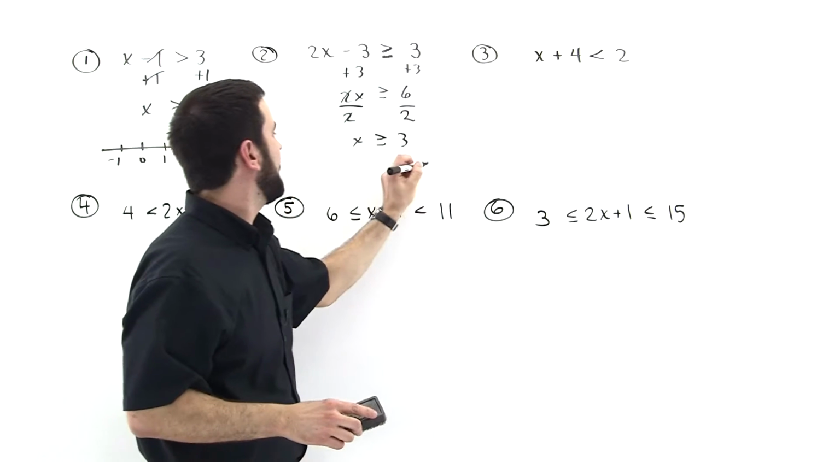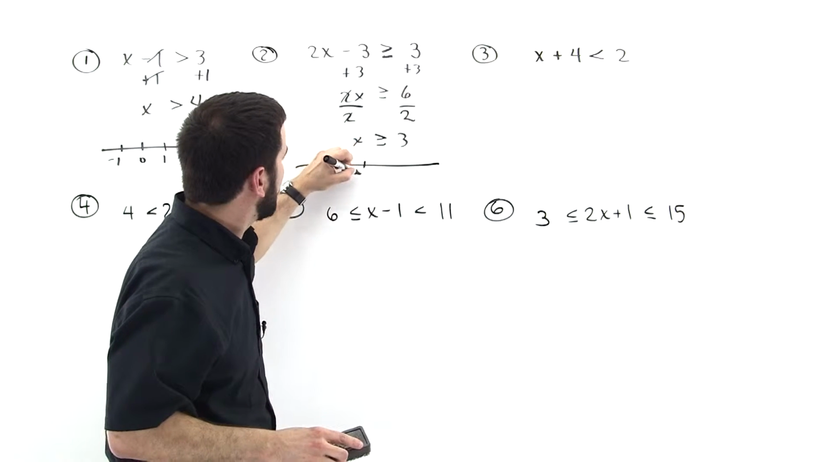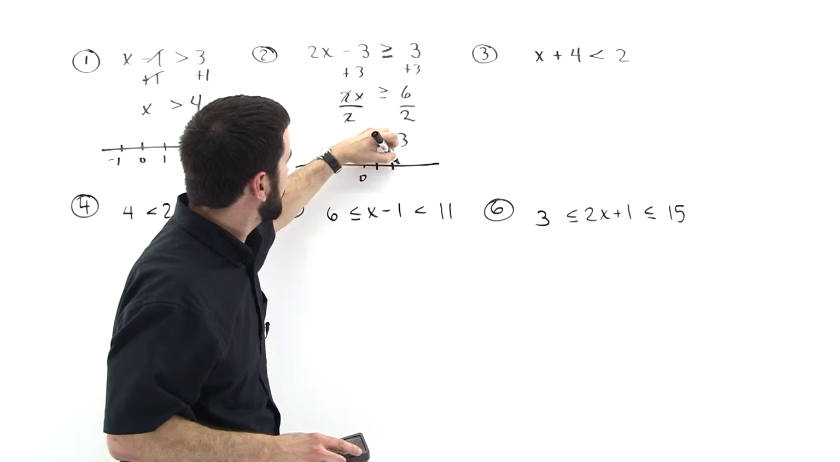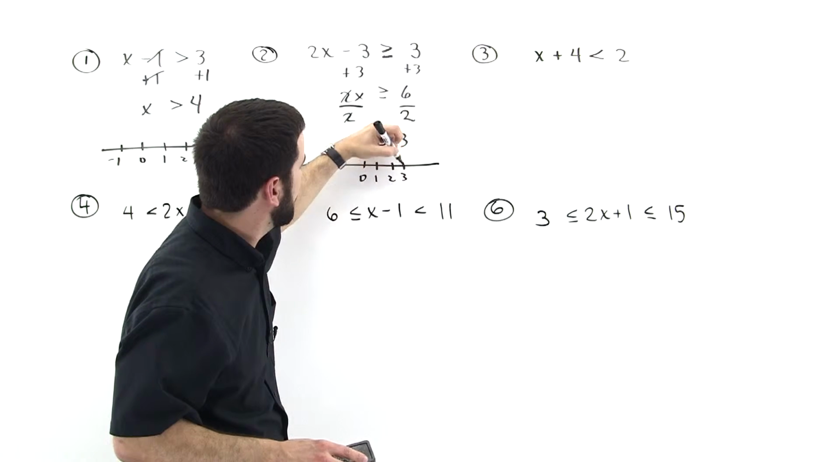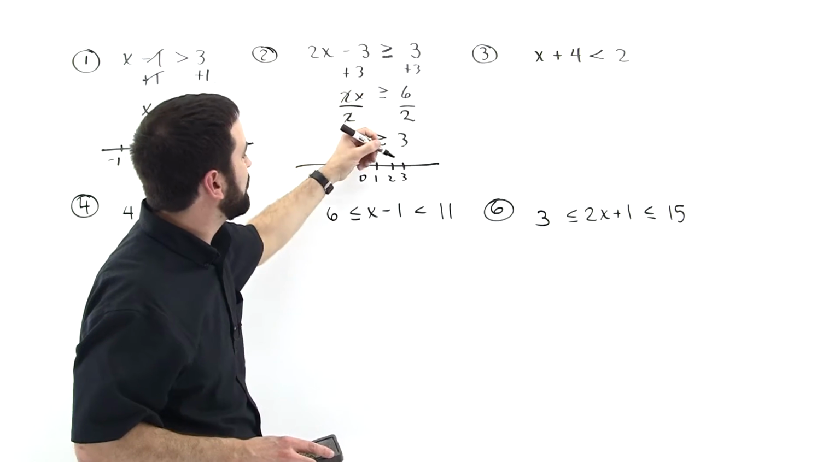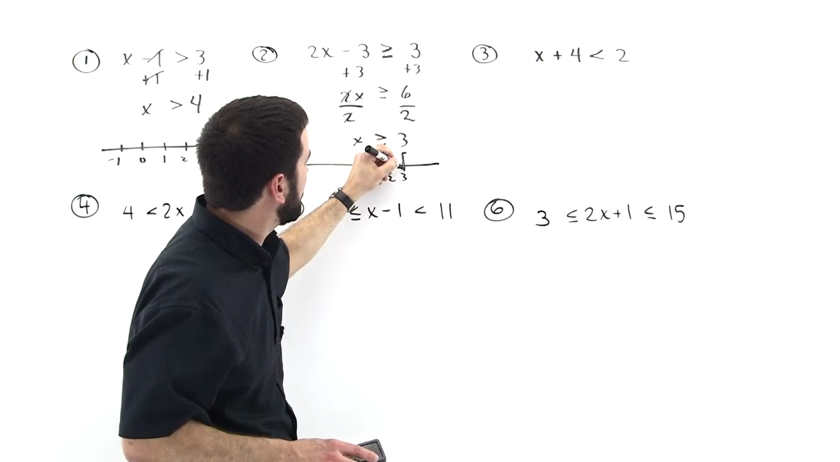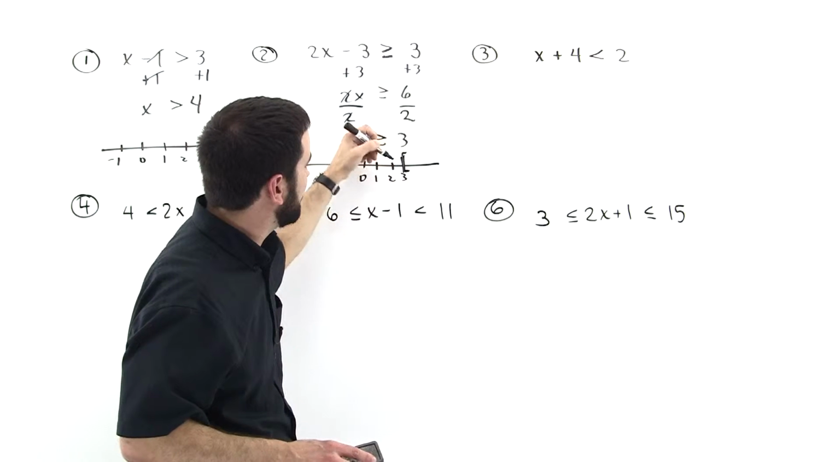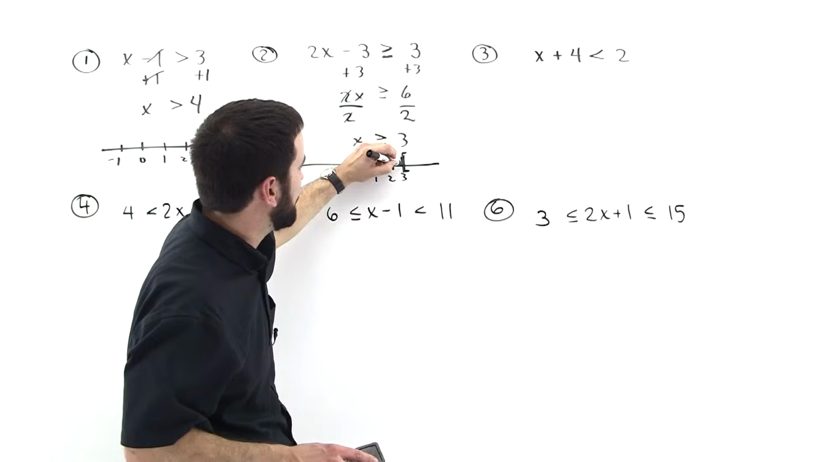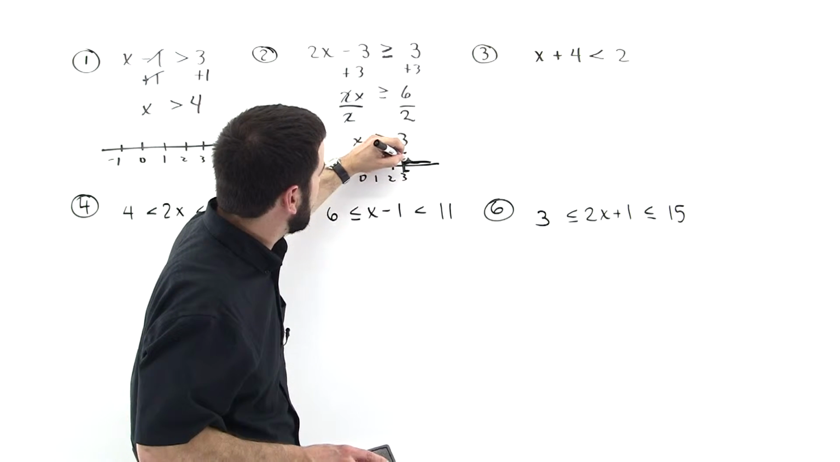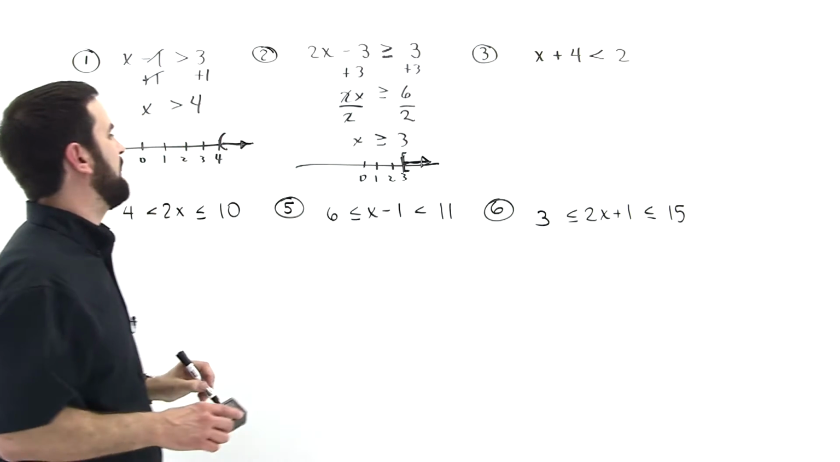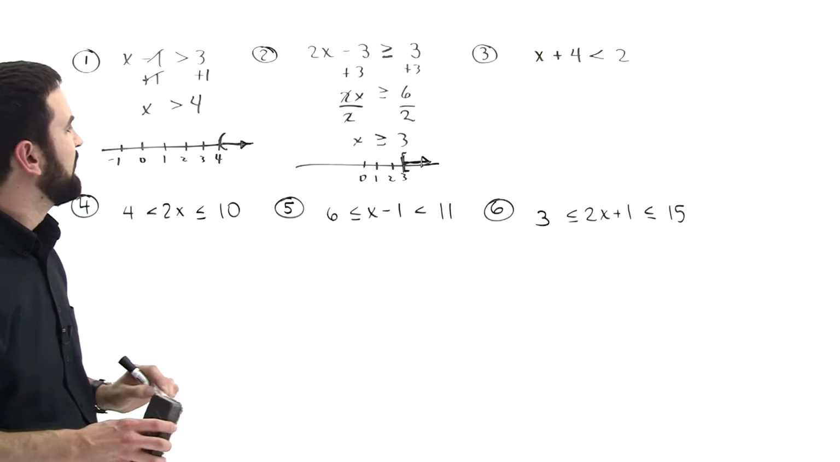So if we were to graph that, this is 0, 1, 2, 3. It's greater than or equal to, so it's going to be a bracket like this. That's how that's traditionally demonstrated. And then an arrow pointing in that direction.